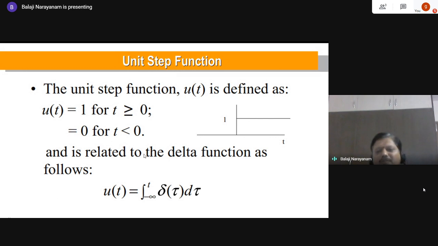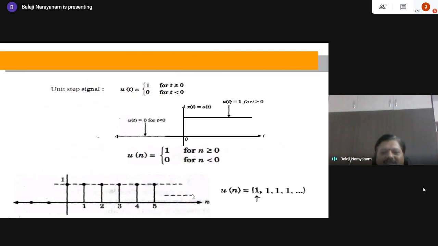And now you may relate the impulse function or delta function to the unit step function by this relation. By integrating the unit impulse or the delta function, we are able to get a unit step function. We may readily verify this, and the limits are minus infinity to t, delta of tau, d tau. We may easily verify this is a unit step function.